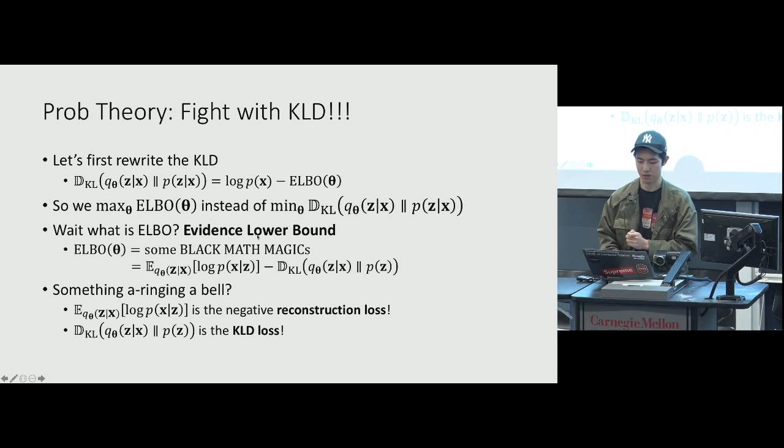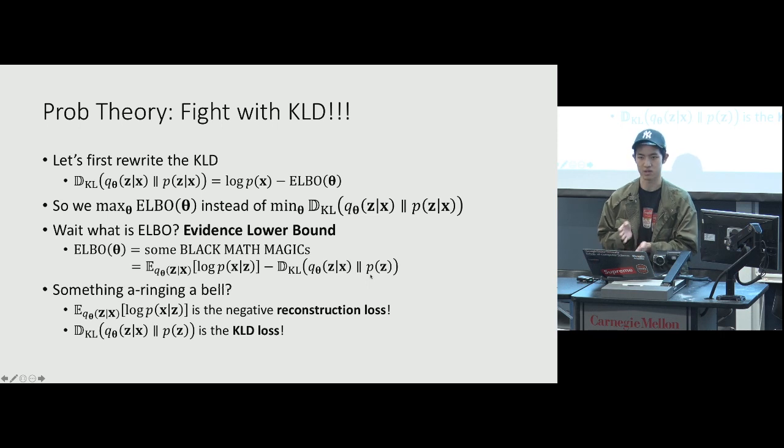So if we do some mathematical magic here, if we work it out, it is equivalent to the expectation of the log of p of x given z over these z samples from the posterior distribution of z given x, and also minus the KLD of this posterior distribution q of z given x and p, the prior of z itself.